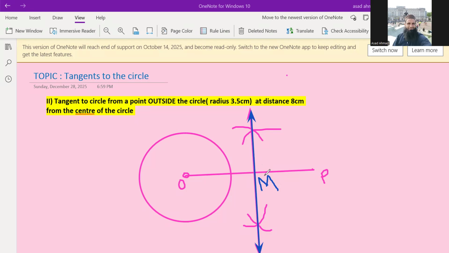You can make this line dotted, or I have changed the color to blue. So now you have to make another circle, a dotted circle, by taking M as center. You will place the nib of the compass at point M, open the compass till M to P, for example, and then draw another circle.